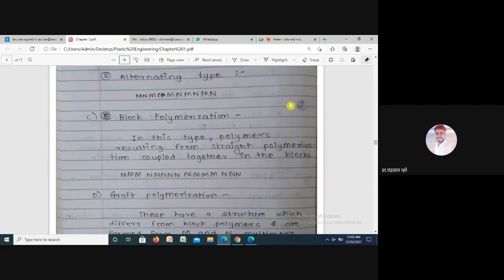Complete the C, block polymerization. Just complete C only. After that, we will discuss D and write it. Just go one by one.